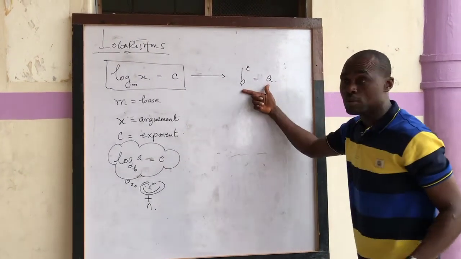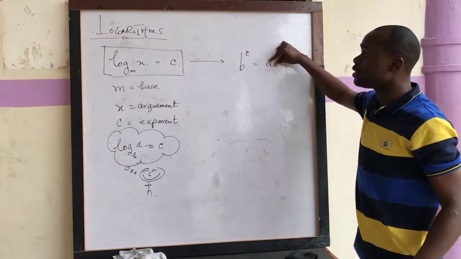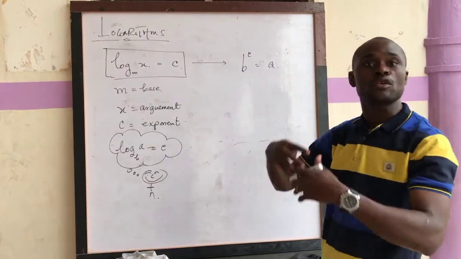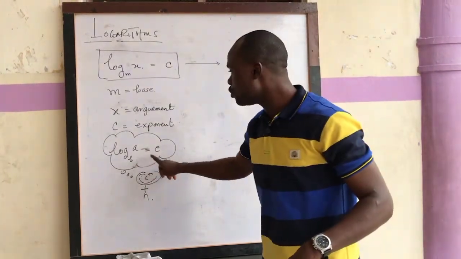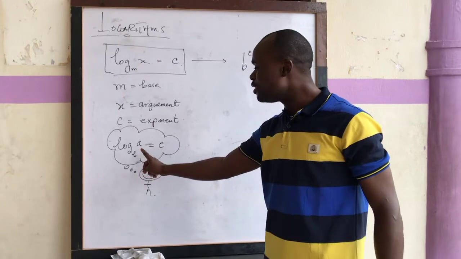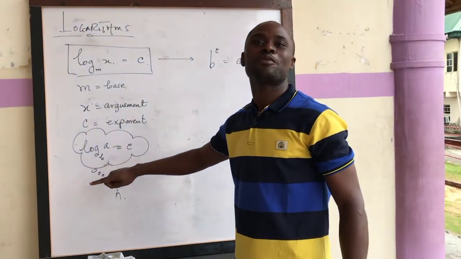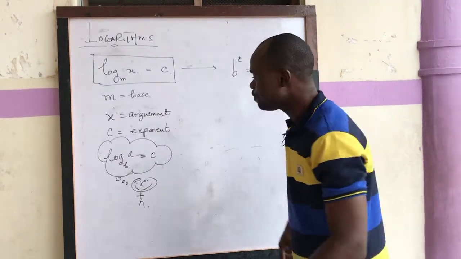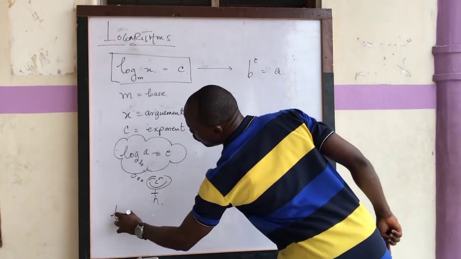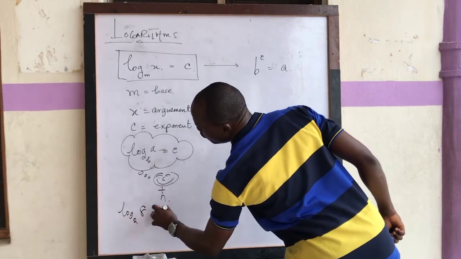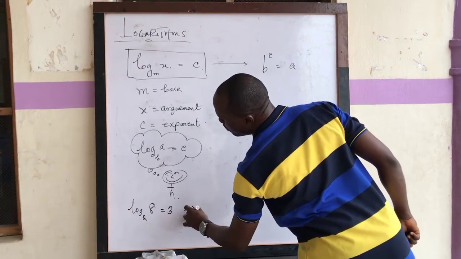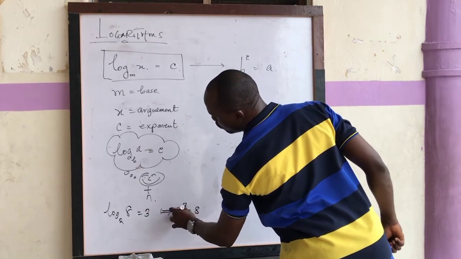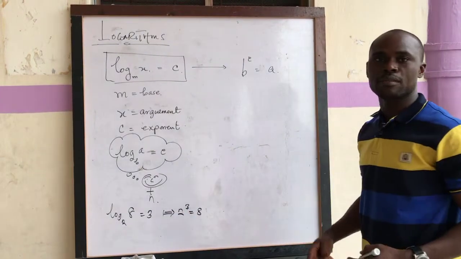Why did I do this easily? Because I know this is the base, this is the exponent, and this is the argument. The base is always the one having the power. Sometimes I teach students to move their hands in an anti-clockwise manner, so you can go this way. So if you have log base 2 of 8 equals 3, it simply means 2 raised to the power of 3 is equal to 8. That is true. So this is another way you can write bases and powers.